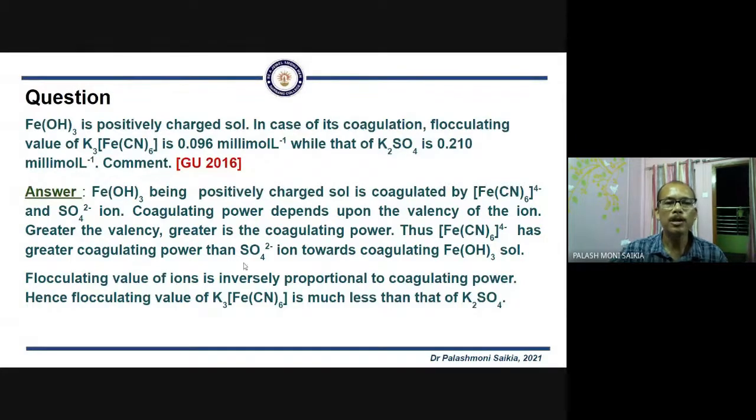There was another question asked in 2016. It is asked that in case of coagulation, the flocculating value of potassium ferricyanide is less than that of potassium sulfate. It is interesting that here ferric hydroxide is a positive colloid. It is coagulated by negative ions. In potassium ferricyanide, it is a 3 minus ion, not 4 minus. I made a mistake. And for potassium sulfate, it is a 2 minus ion. So the coagulating power of the Fe(CN)6 3 minus ion is higher. So its flocculating value is less, because flocculating value is inversely proportional to coagulating power.